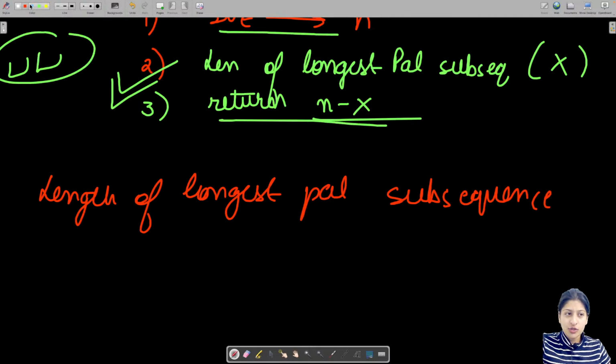So if you take any string, for example, if I take A, B, C, A, for this you already know the answer would be 2. Why? Because the length of longest palindromic subsequence is 2 and the remaining characters are 2, so the answer will also be 2. Let me do one more thing. For example, I am giving you a string A, B, A, A.